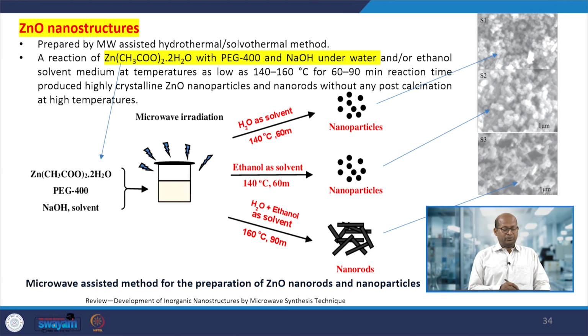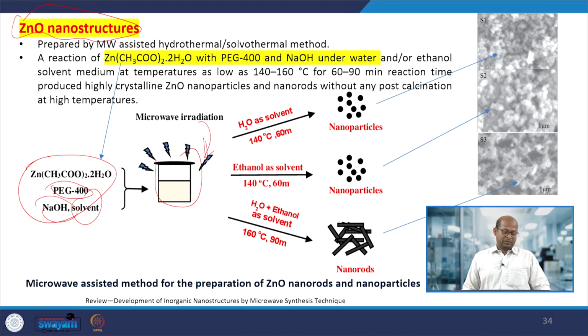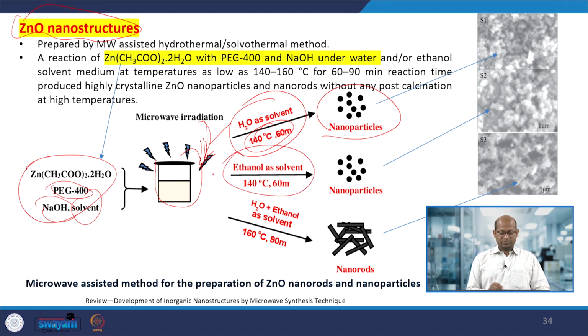So here microwave assisted zinc oxide nanostructure formation. Here these are the precursors, zinc precursors, PEG and base and other solvent that were taken here, and then microwave irradiation was considered for the synthesis of the nanomaterials. Here water was used as a solvent at 140 degrees centigrade for 60 minutes. This type of nanomaterials we can form. So when ethanol was used as a solvent, these nanomaterials we can prepare.